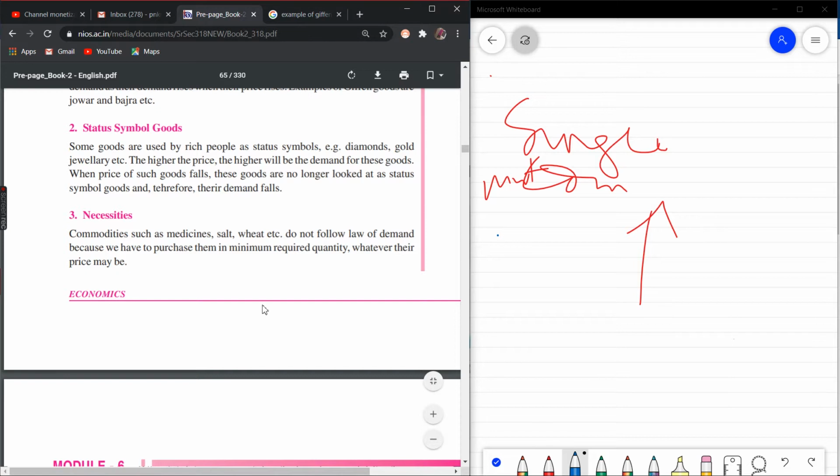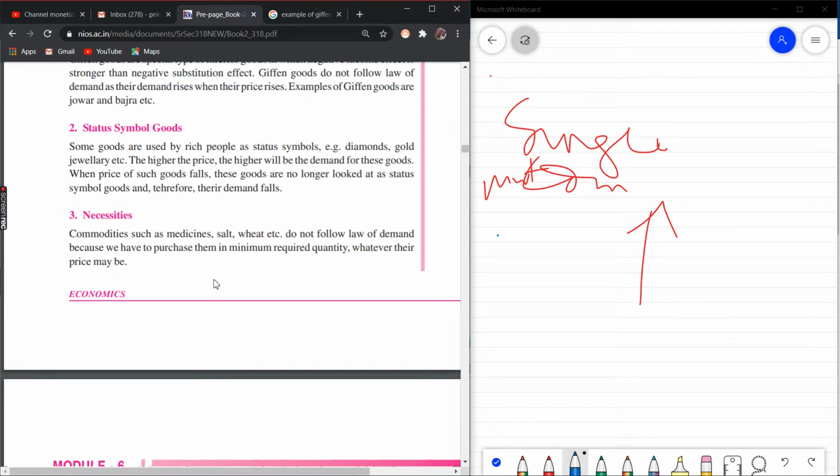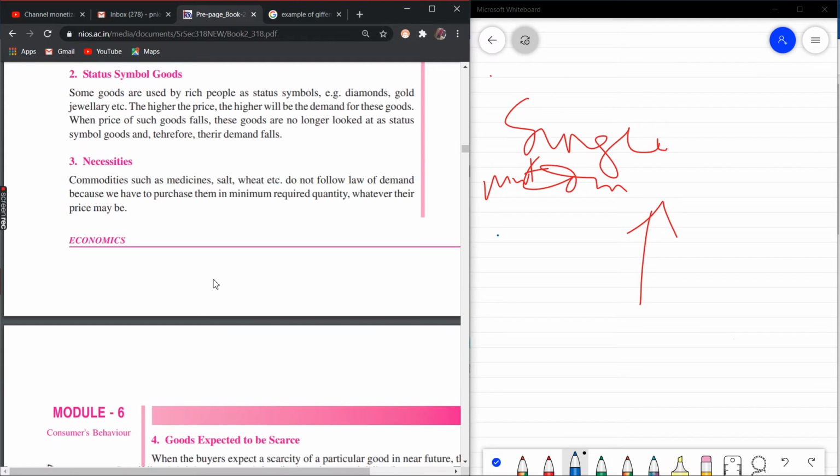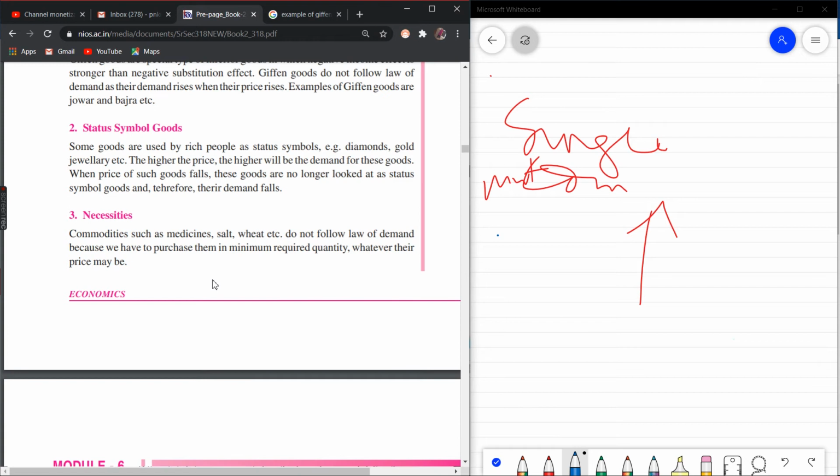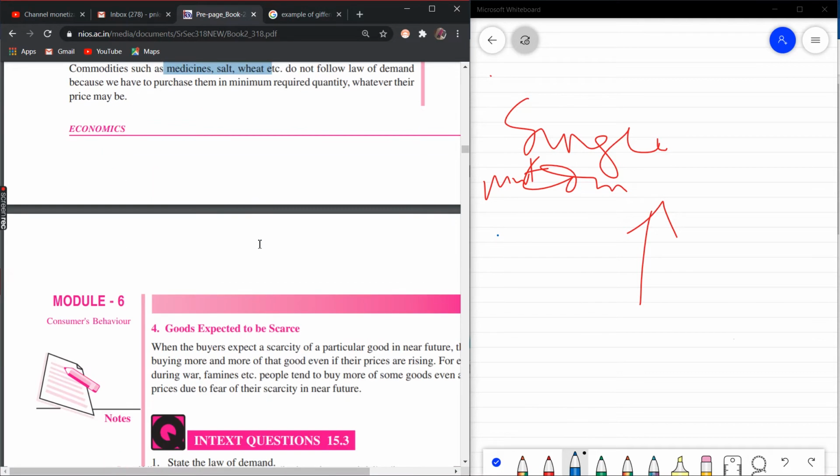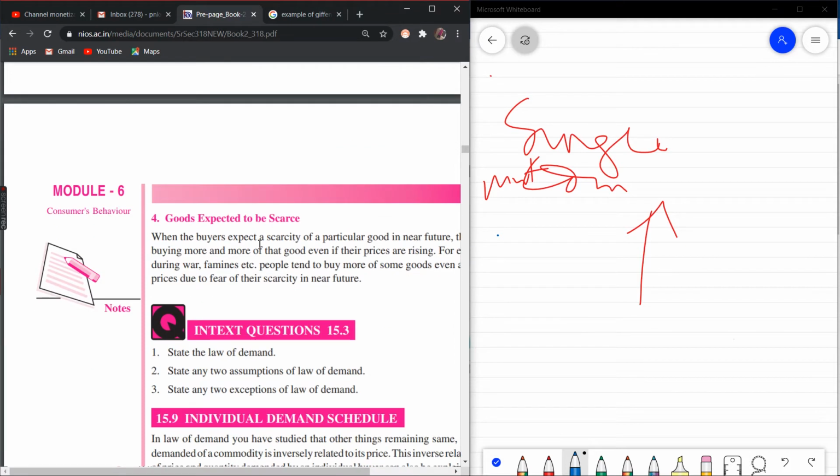In that example, they showed bread. Okay, that is the basic necessity for day-to-day work. He can sacrifice his consumption of non-veg, but he can't sacrifice basic necessities. So all these are basic necessity commodities. Even though there is a hike in the prices, they will consume them. Okay, so that's an exception to the law of demand.